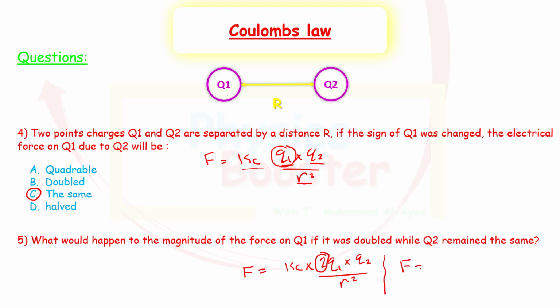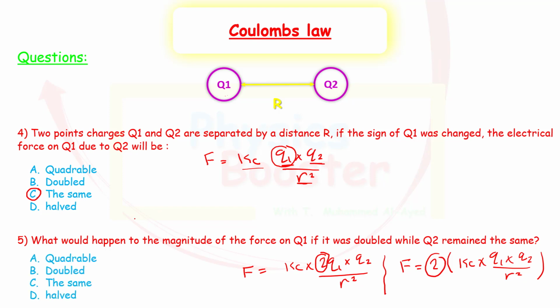F is equal to 2 multiplied by Coulomb's constant multiplied by Q1 multiplied by Q2 divided by R squared, right? So what happened here is that the force will be doubled. Okay, so this time, the answer is that the force will be doubled. So it's clear here that the force is doubled.